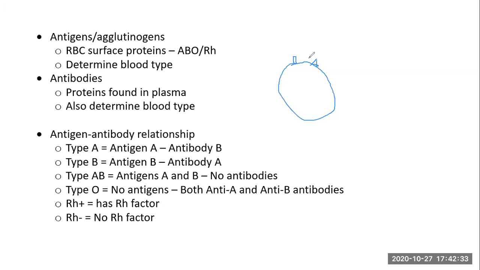Antibodies, we don't find them on the surface of the red blood cells. Rather, let's say this is the bloodstream. So the blood is going this way.